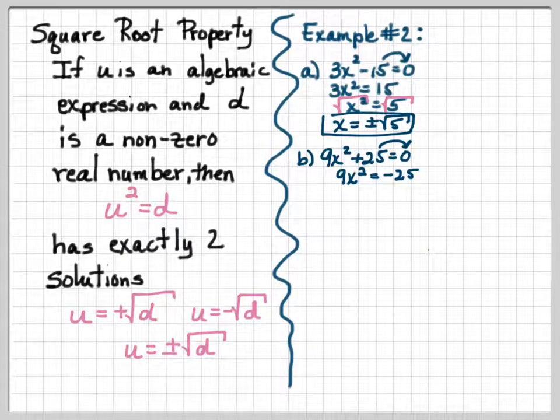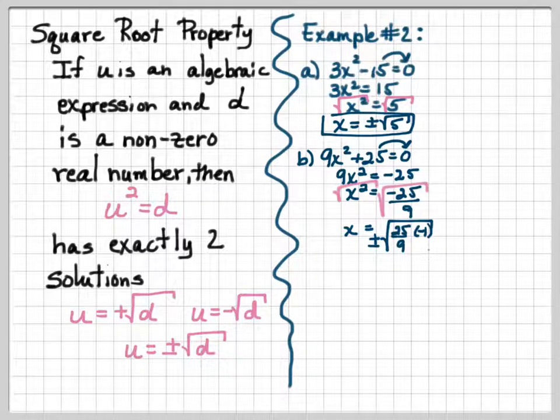Uh-oh, now we're going to have to eventually take the square root of a negative number, so let's see what happens. So x squared is negative 25 over 9. So something should go off in your brain saying imaginary number. So if we take the square root of both sides, we're going to have x equals plus or minus the square root of 25 over 9 times negative 1. All I did was pull the negative 1 out to make it positive 25 over 9 times the square root of negative 1. And you know the square root of negative 1 is i.